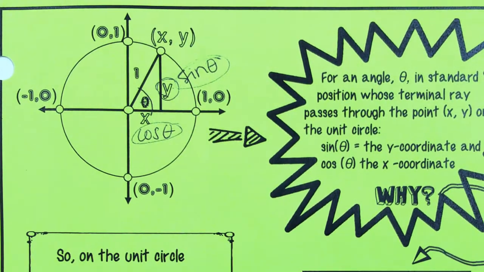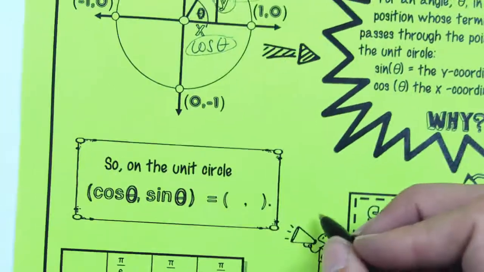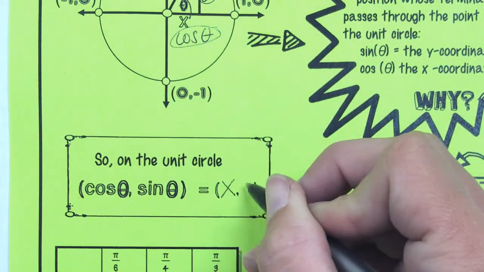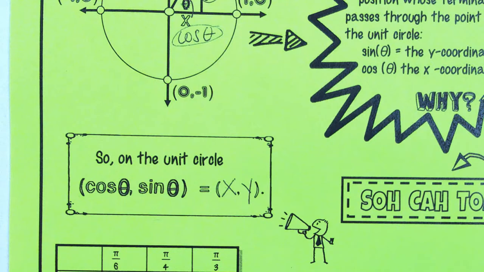Your x will always be cosine. Your y will always be sine. You can write that right here. Cosine will always be x. Sine will always be y on the unit circle.